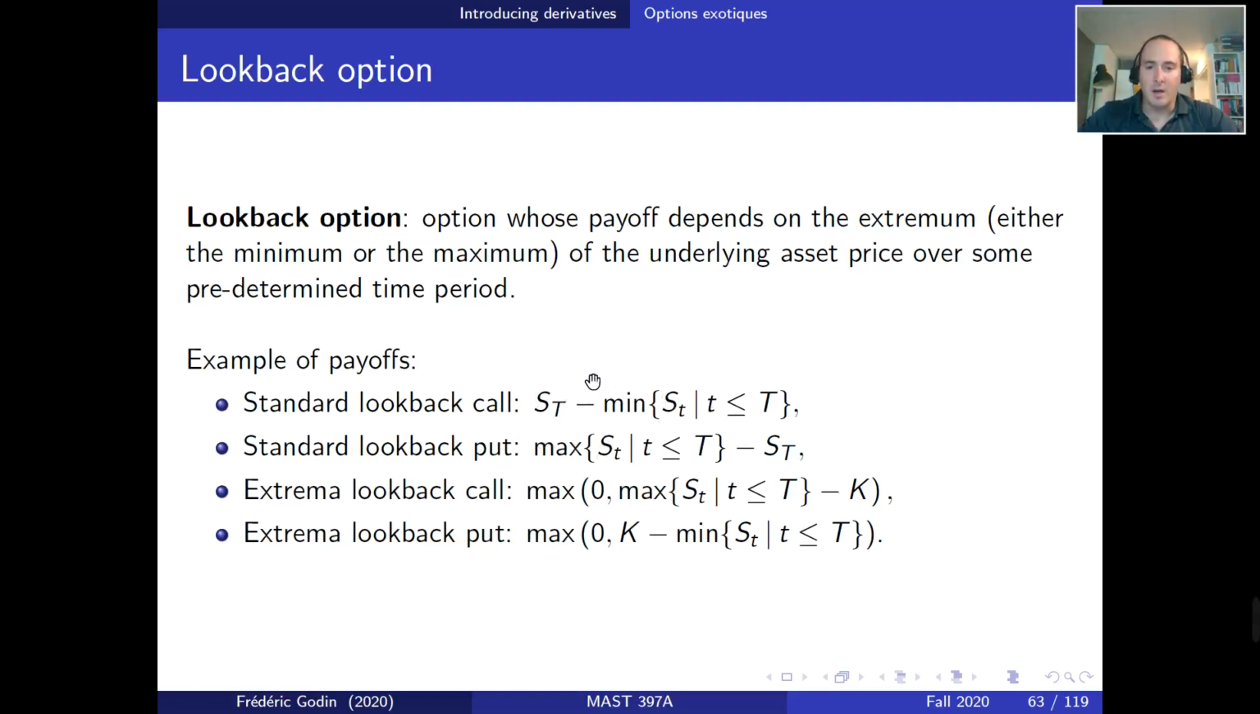So a standard look-back call replaces K by the minimum value of the underlying asset over the life of the option. A standard look-back put again replaces the strike price by the maximum of the underlying asset over some time period. And again, this quantity is always positive because the maximum of the price over some period must be, of course, greater or equal to the last value of the price.